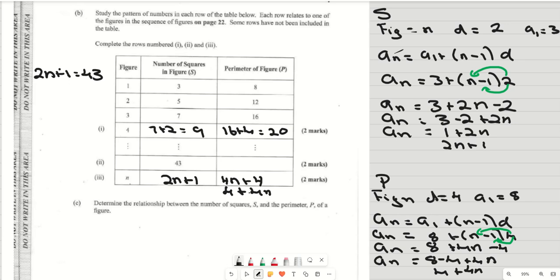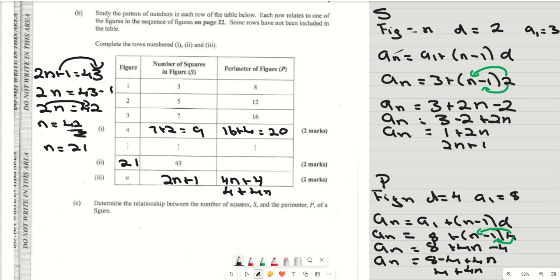Again, we go backwards from BODMAS, so you're going to carry across your plus sign first. So 2n is equal to 43 minus 1, which is 42. Then we're going to carry across, multiply by 2, which is divide by 2. So n is equal to 42 divided by 2. n is equal to 21.